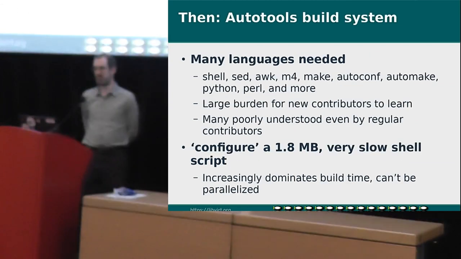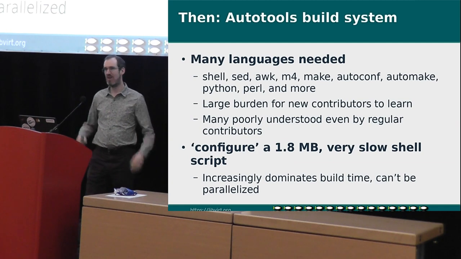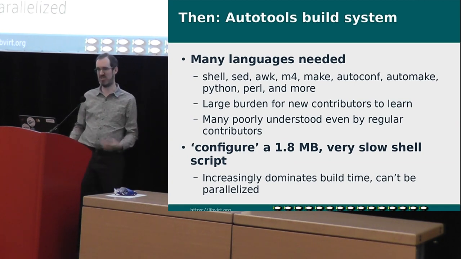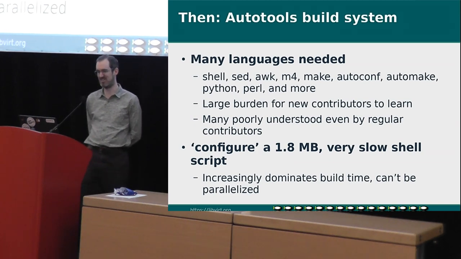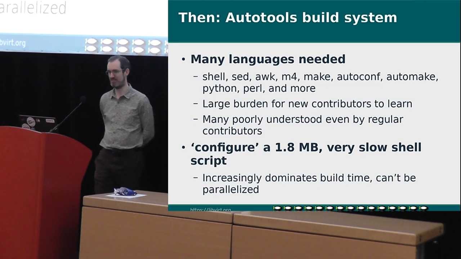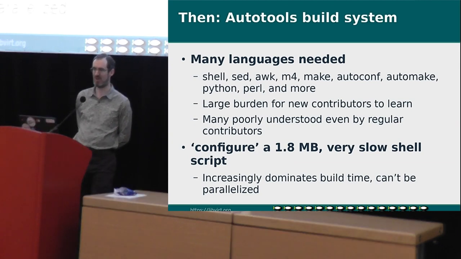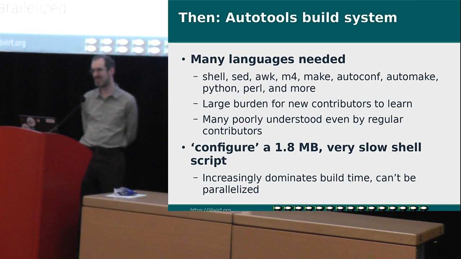I mentioned the AutoTools build system earlier. You have to know at least 6 or 7 different languages to be proficient in it. You will still end up calling out to Perl, Python for doing other more complex things, and it's a very large burden for contributors, and it's poorly understood even by our long-term contributors.